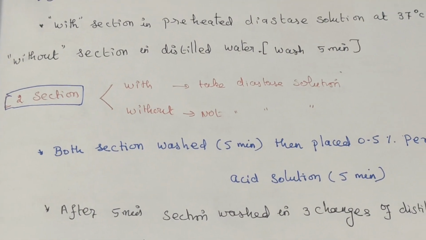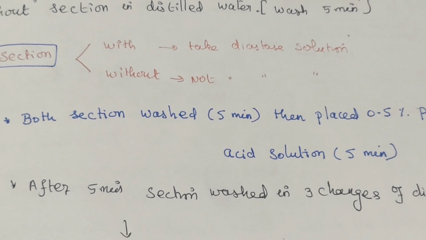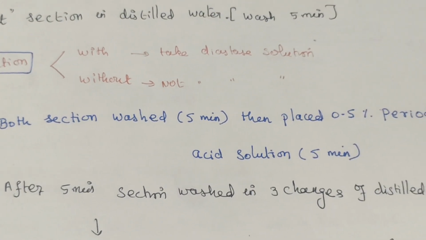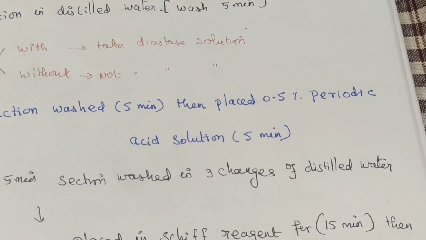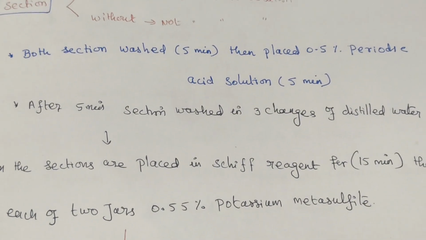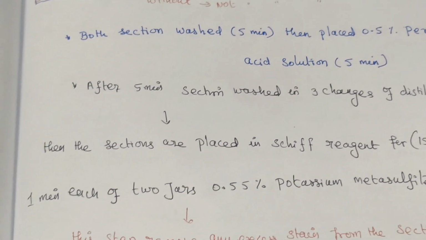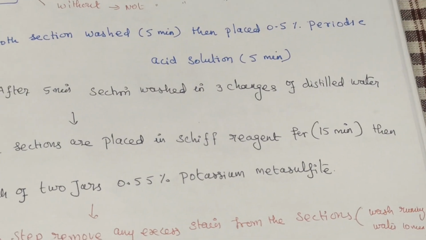So of the 2 sections, one is treated with diastase solution and the other is not. Both sections are kept for 5 minutes. Then they are placed in 0.5% periodic acid solution for 5 minutes. After 5 minutes, the sections are washed in 3 changes of distilled water. Then the sections are placed in Schiff reagent for 15 minutes.